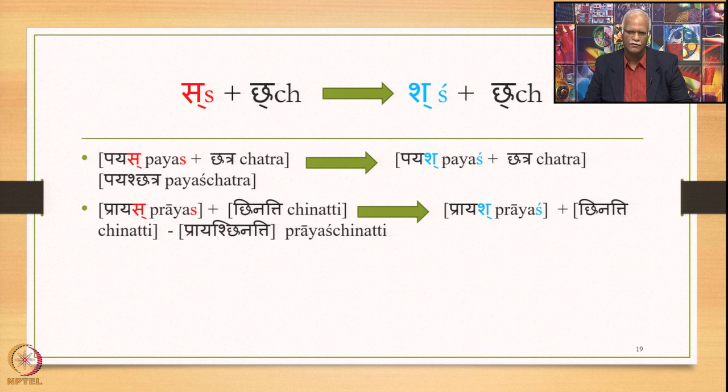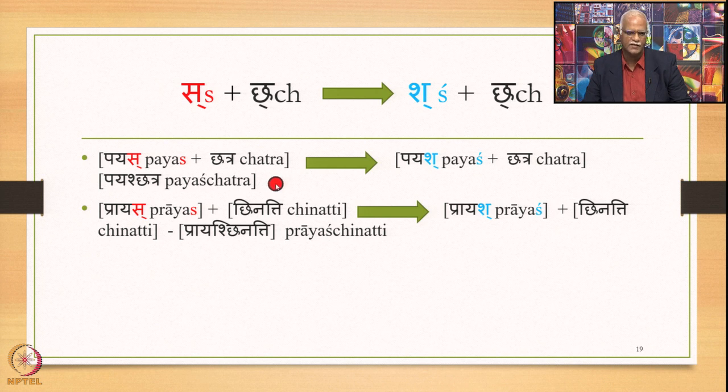Then we have sa followed by chha as an input, and 8.4.40 applies, and the output generated is sh plus chha. Example is payas plus chhatra, and here we have the compound, so samhita is obligatory. So sa coming at the end of this word followed by chha at the beginning of this word, and they are in the samhita mode. So 8.4.40 applies, and the output generated is payashchhatra, that is payashchhatra.